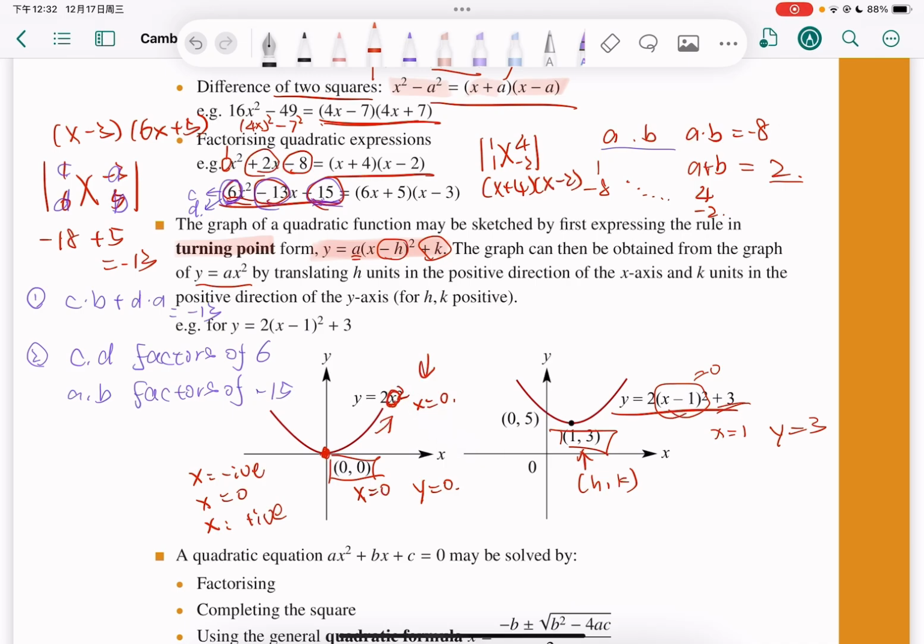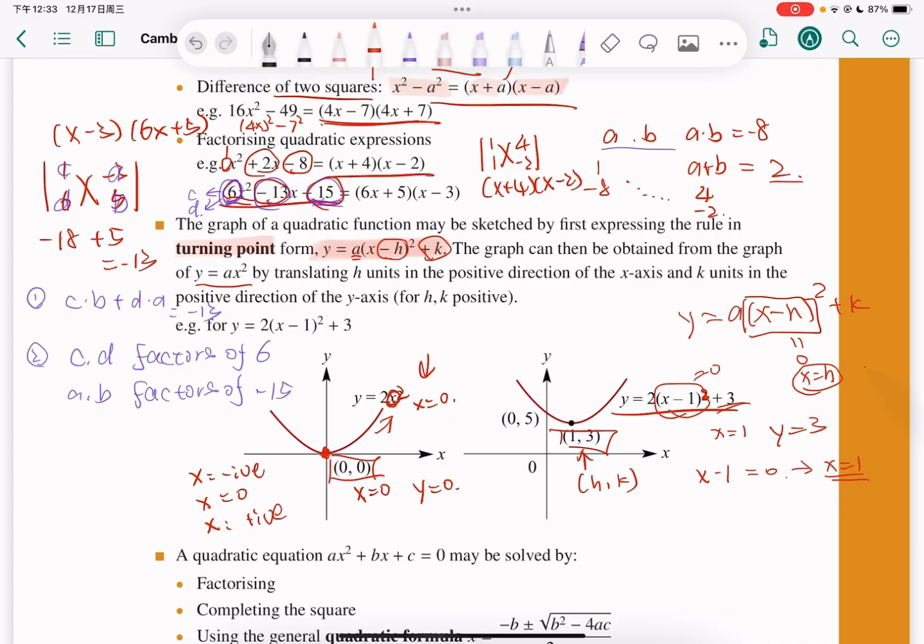Same over here. Under the square, we have x minus 1. If this thing is equal to 0, that represents the turning point. X is 1. So whatever this is plus k, we only need this part to be equal to 0, and if it's 0, which means x is equal to h, this point is the turning point.